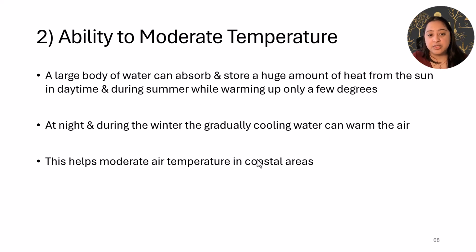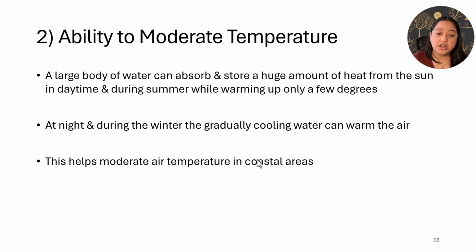So for example, especially if you think about the temperature when you go to the beach compared to somewhere inland, a large body of water can absorb and store a huge amount of heat from the sun during the daytime, during summer, while warming up only a few degrees. So say the ambient temperature is pretty hot, but when you go closer to a body of water, it's not that the temperature happens to be cooler there, it's that that big body of water is absorbing all that heat. And so that's why it feels cooler, because all that heat is going into the water bonds. Does that make sense?